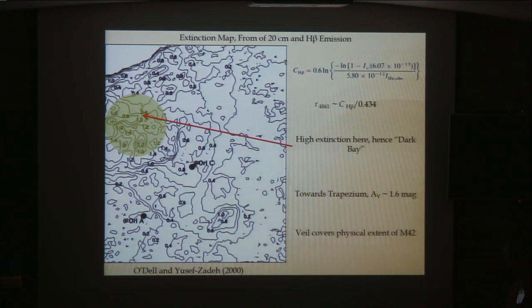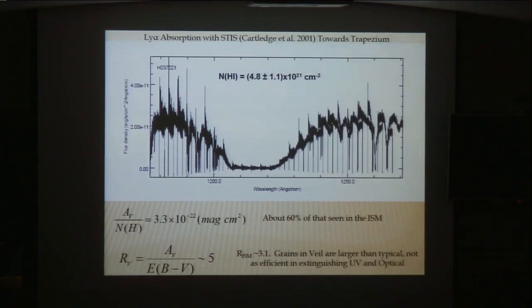Now, once we have the extinction, we also have the total H I column density. Ignore all these squiggles. That's just unprocessed STIS data. I just wanted to show the whopping Lyman alpha absorption line here. You could also see this with IUE. In both instruments, when you calculate the H I column density, it comes out to about the same number, about 4.85 times 10 to the 21, the total H I column density through the Veil layers towards the Trapezium star.